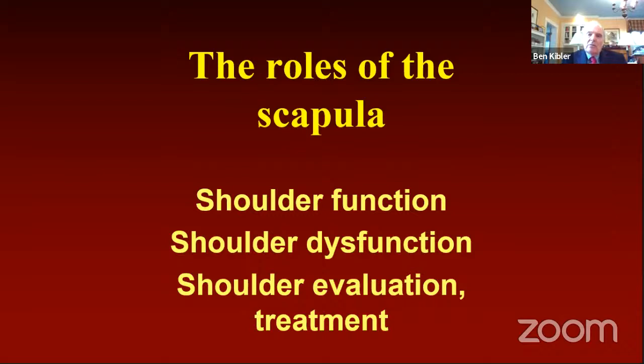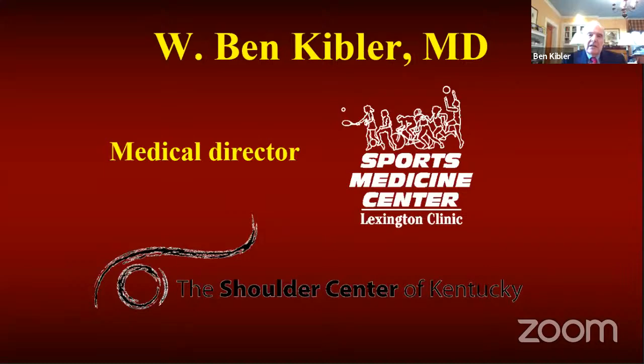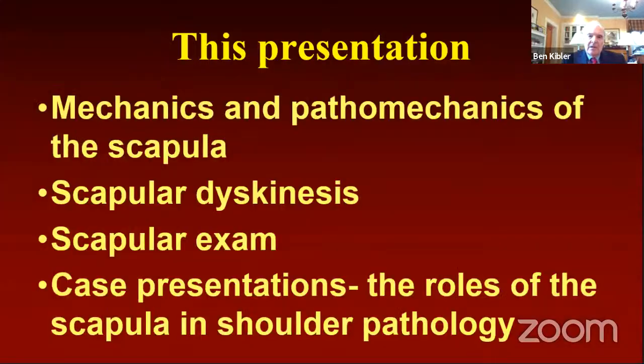We want to talk about the role of the scapula today. Dr. Fierro set a great example of the muscles' anatomy. Now let's talk about how they function and then what happens when there's a dysfunction. Then we want to talk about evaluation and treatment. I am at the Lexington Clinic in Lexington, Kentucky, USA. This presentation will look at the mechanics and the pathomechanics of the scapula and determine exactly what we mean by scapular dyskinesis. We will then use this as the basis for how to examine the scapula, and then talk about cases, because this is how you actually see the patients in your office.